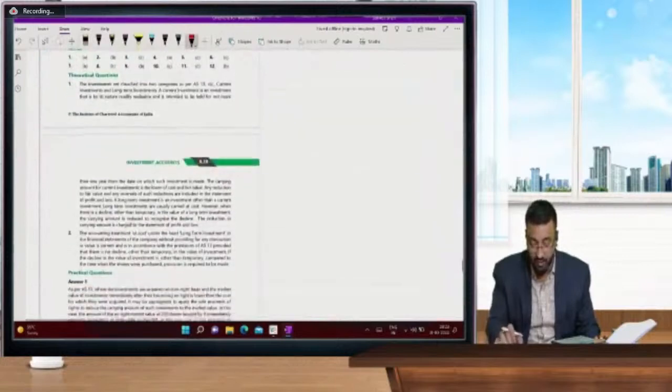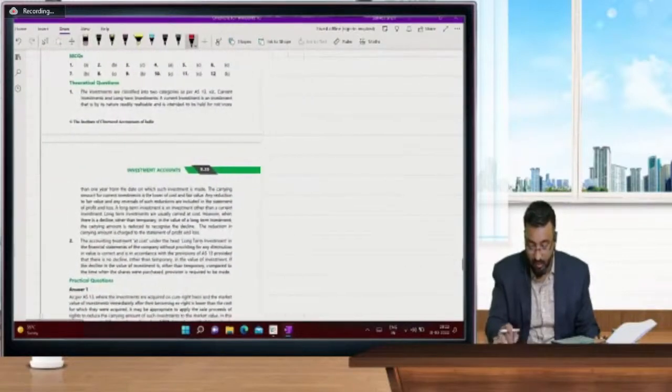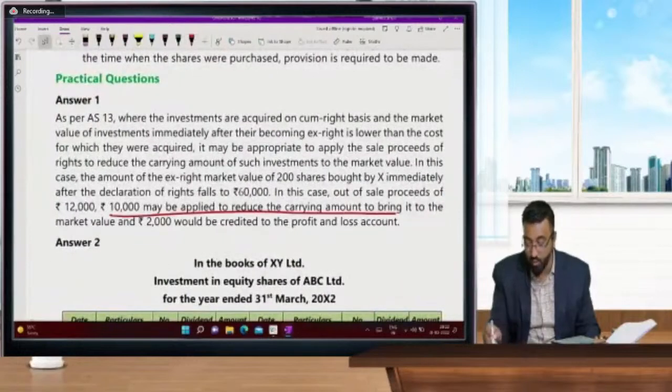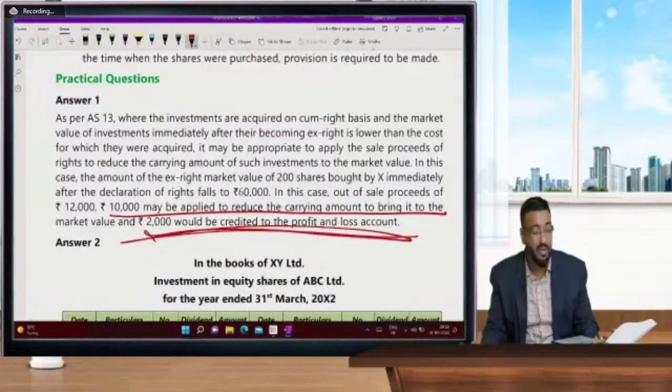You can check the answer. 10,000 may be applied to reduce the carrying amount of the market value, and 2,000 would be credited to the P&L account. Easy? So renouncement is a concept.